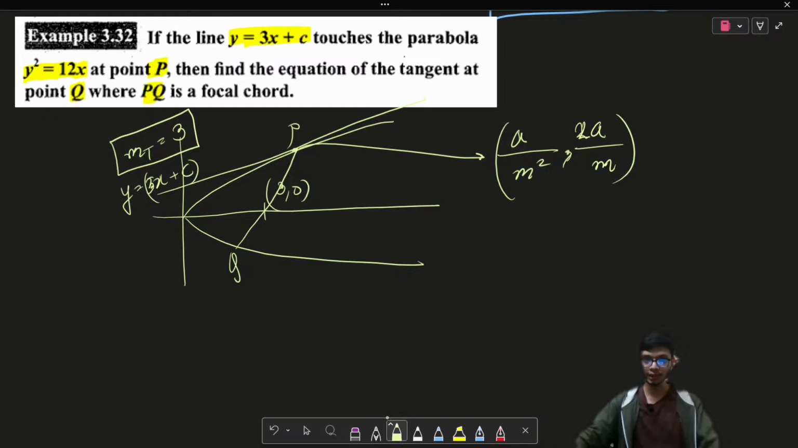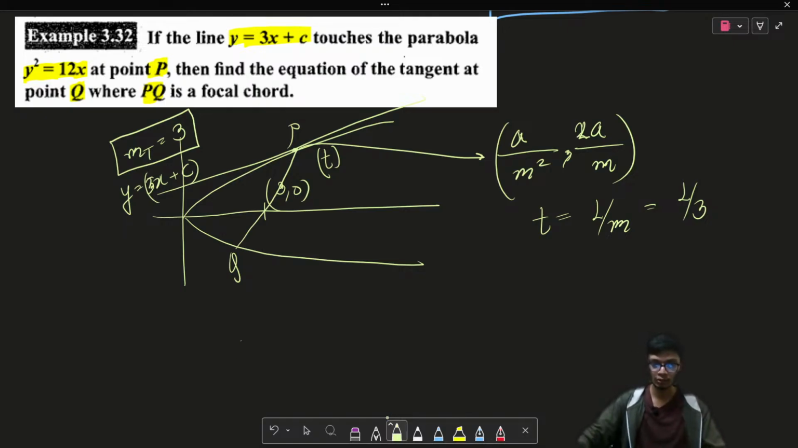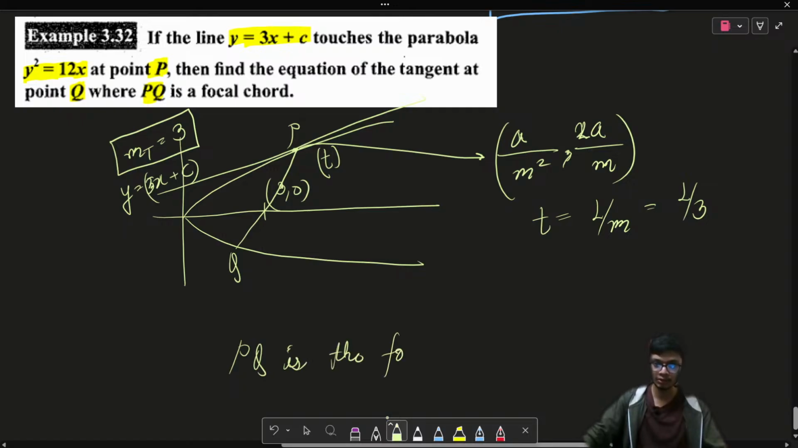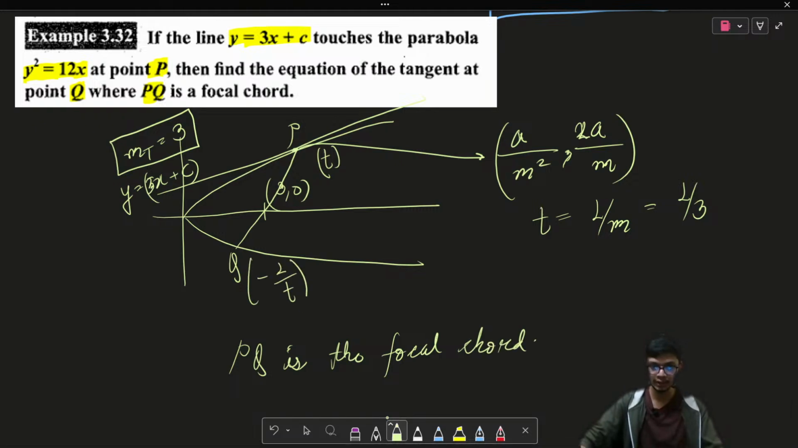Now, let us say this is basically given in terms of parameter t, where I have the parameter as 1 upon m, and that is basically 1 upon 3. Now if my point P is represented by the parameter t, then the point Q, since PQ is a focal chord, the other extreme of the focal chord can be given as minus of 1 upon t, right?